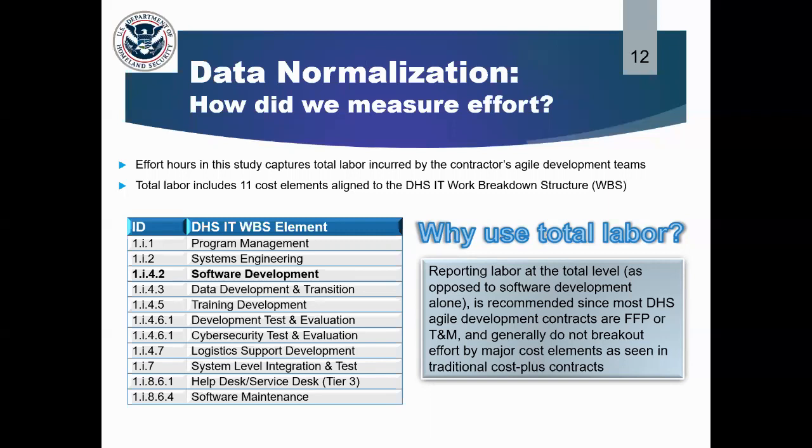And why did we do that? Very simple. The choice for using total effort is driven by the fact that the vast majority of Agile projects within the Department of Homeland Security are either fixed price or time and materials. And these generally don't break out labor by the typical cost elements you see in your traditional cost plus contracts. And I think one main takeaway here for future research is that capturing total labor at the aggregate level for an Agile program is far more convenient and considered the new norm for Agile. And you'll see later how this translates into accuracy. Next slide.